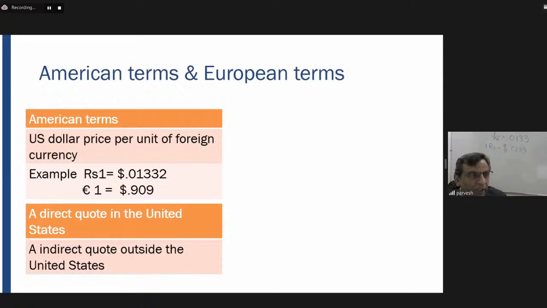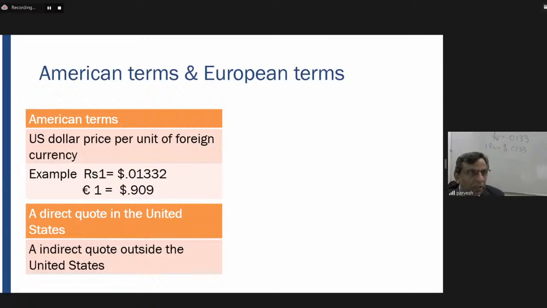Okay, if the quote is given like 1 rupee is equal to so many dollars, or 1 euro is equal to so many dollars, this is a direct quote in United States, because they would like to purchase either rupee or euro, or it can be even pounds or yens. But I've just given you 2 examples. On the right hand side, there'll be always dollar. If that is the case, then we say that it's written in American terms. So this quote will be always a direct quote in USA, but an indirect quote outside USA.